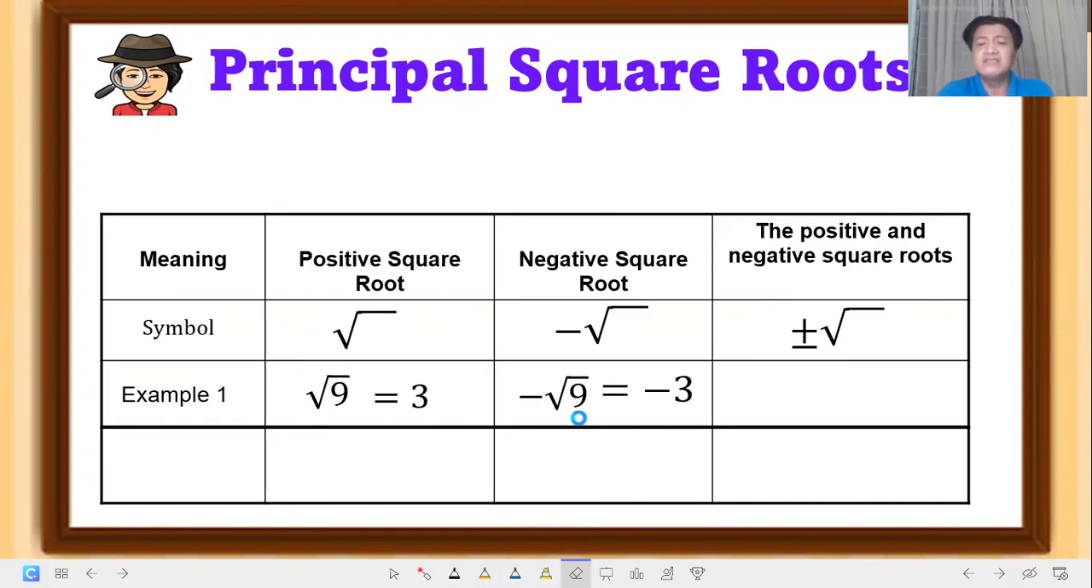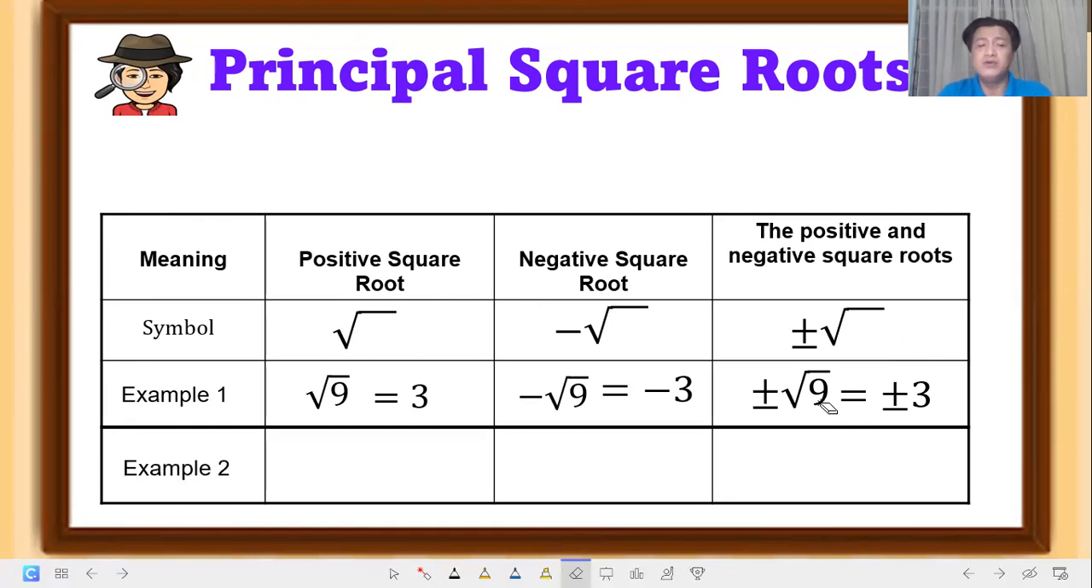Okay, and what about this? The positive and negative, pagsasamahin mo lang, no? Ibig sabihin nito, pag kinuha mo or pag nilabas mo yung square root of 9, so lagi siyang dalawa. Ano yung dalawang square root? Isang positive at isang negative.